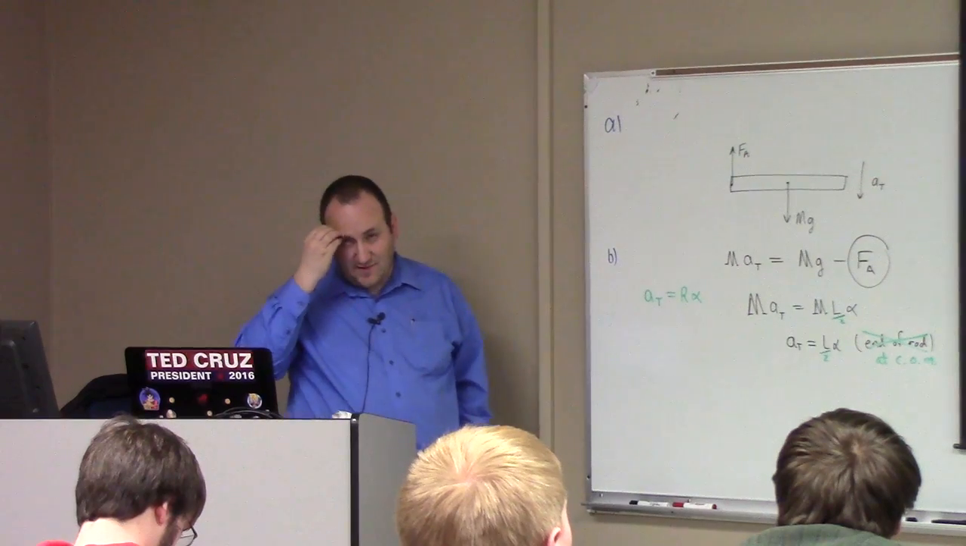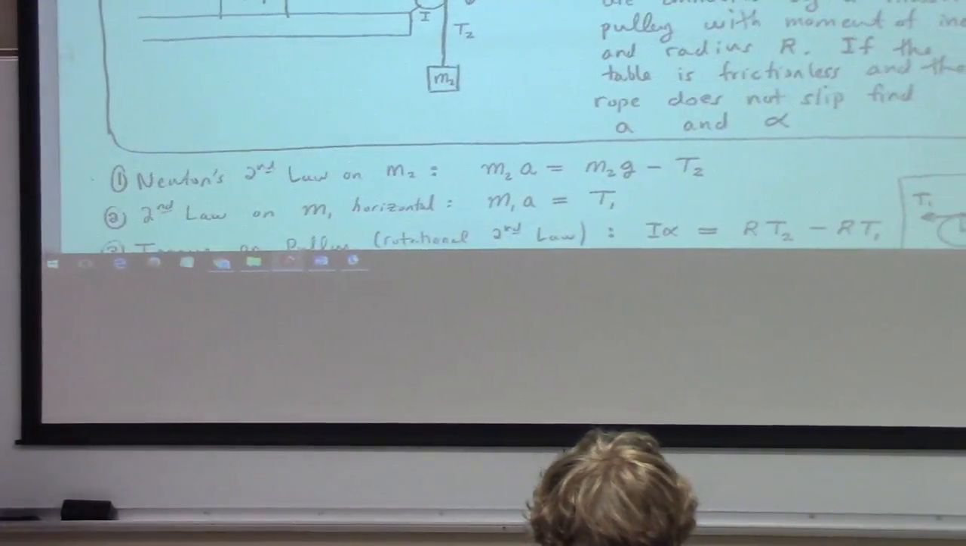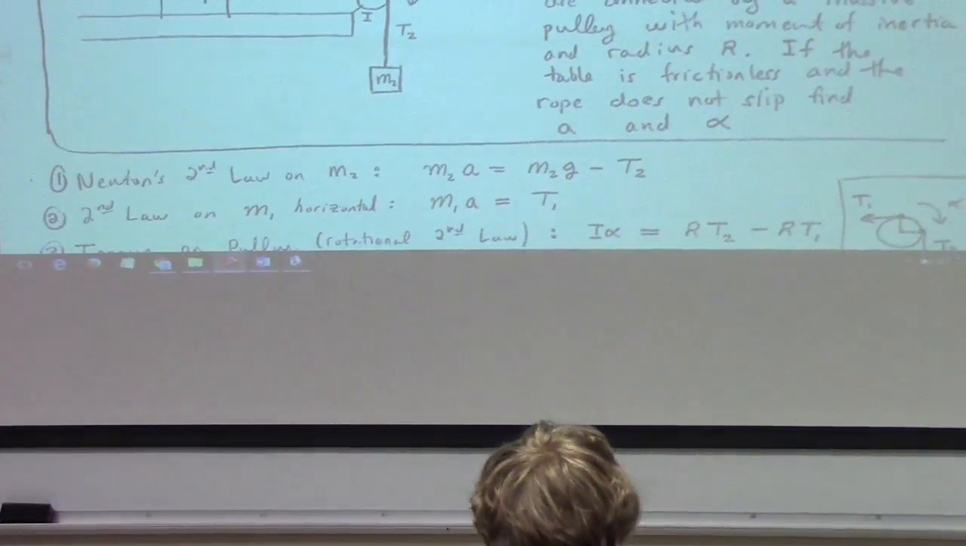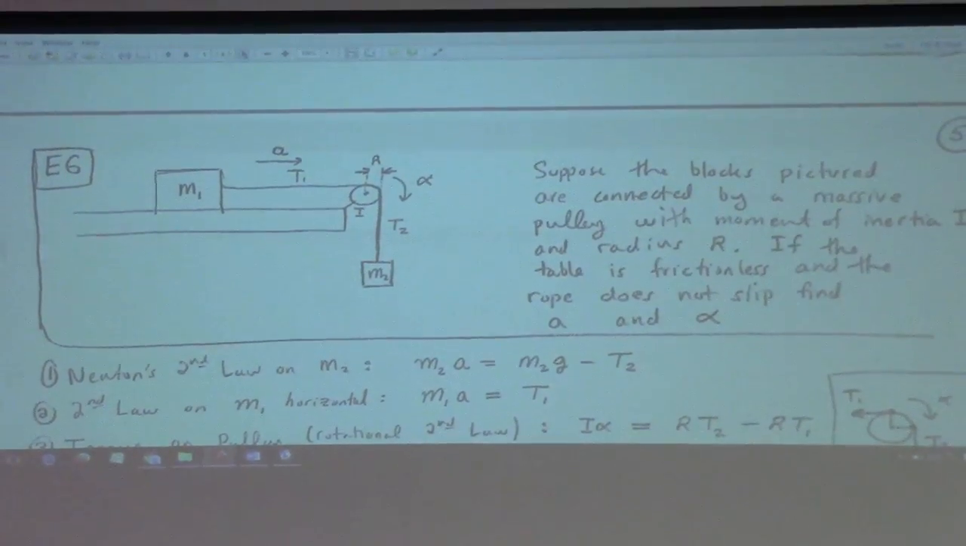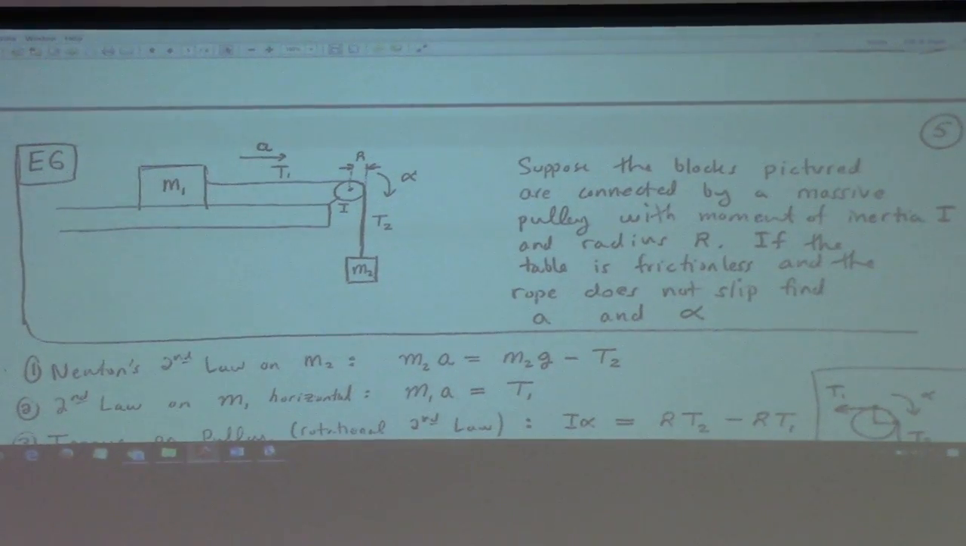This example to me is easier, and also a typical test question. Suppose the blocks pictured are connected by a massive pulley with moment of inertia I and radius r. If the table is frictionless and the rope does not slip, find a and alpha. It's a pretty straightforward problem. Basically, we look at Newton's second law and everything involved. Or you could use energy conservation. There's two different ways you could do it, right?